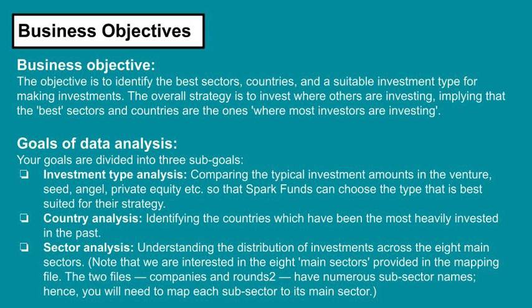And the third is the sector analysis. So what we are doing here is, when we say sectors, there are 8 main sectors. And there is a file called the mapping file where all these sectors exist. This mapping file has the category list, such as 3D printing technologies, and all of these are mapped to a main sector called manufacturing. We will go deeper once we go through the code and the file.